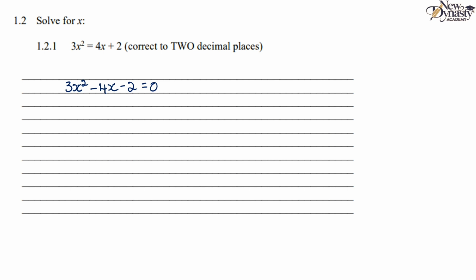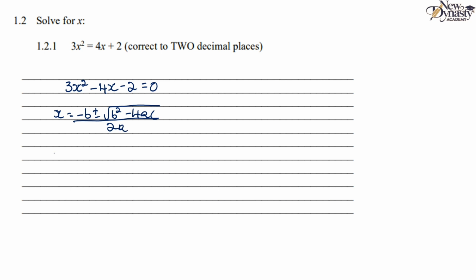Then you get your values of a, b, and c. But you do remember your quadratic formula, which says what? x equals -b plus minus the square root of b squared minus 4ac, and you don't forget to divide by 2a here.